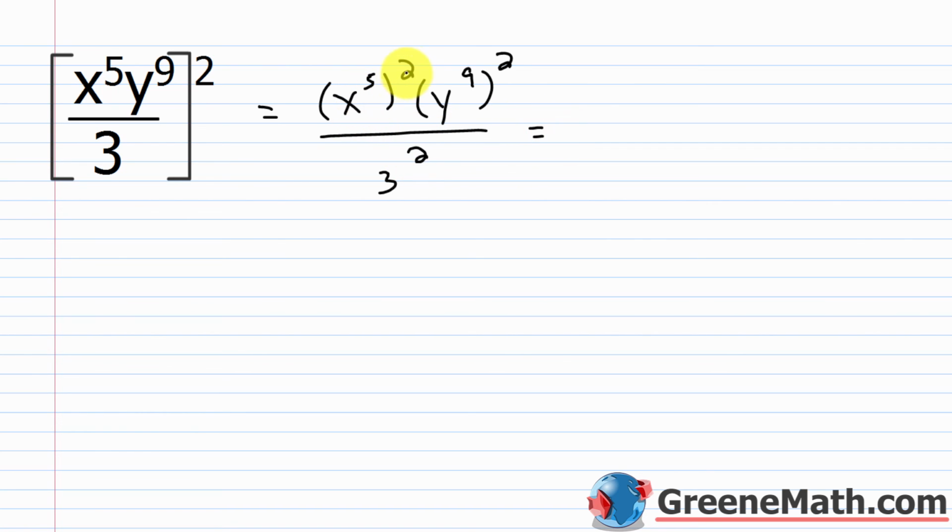So x to the 5th raised to the second power, power to power rule, x stays the same. 5 times 2 is 10. Y to the 9th power raised to the second power, again, power to power rule, y stays the same. 9 times 2 is 18.